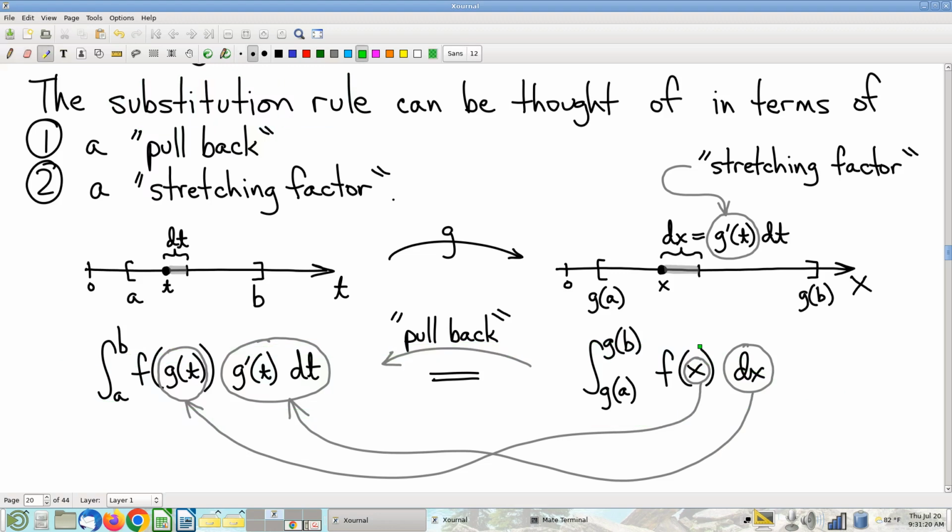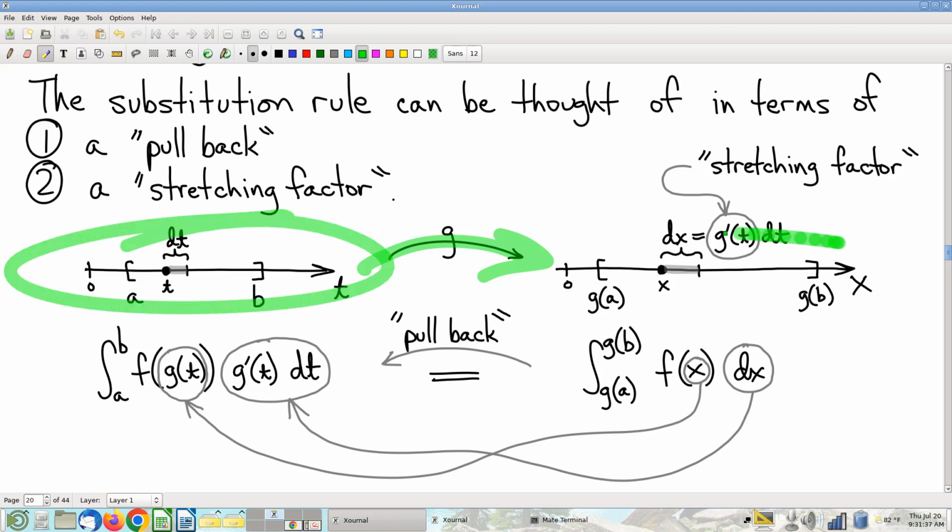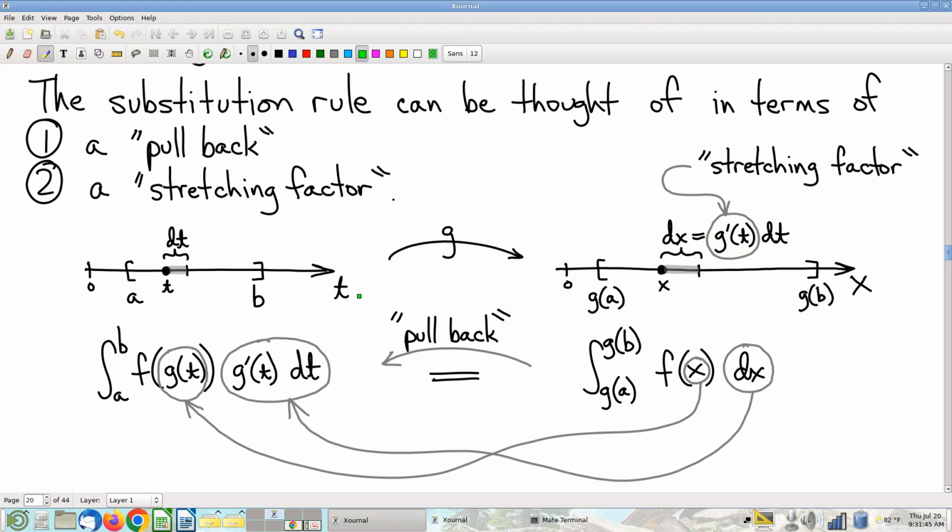Okay, so we've got this function called g. g is the thing that we're setting equal to x. That's our substitution. And notice that function g can be thought of as, literally, a function with a domain over here and a target over here. You don't normally think of it that way in a Calc 1 class, or 1 or 2, or wherever this gets covered.